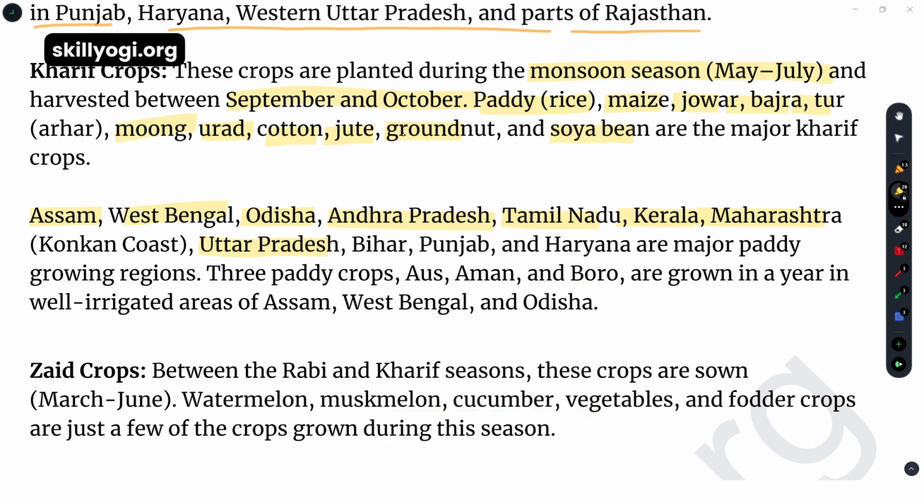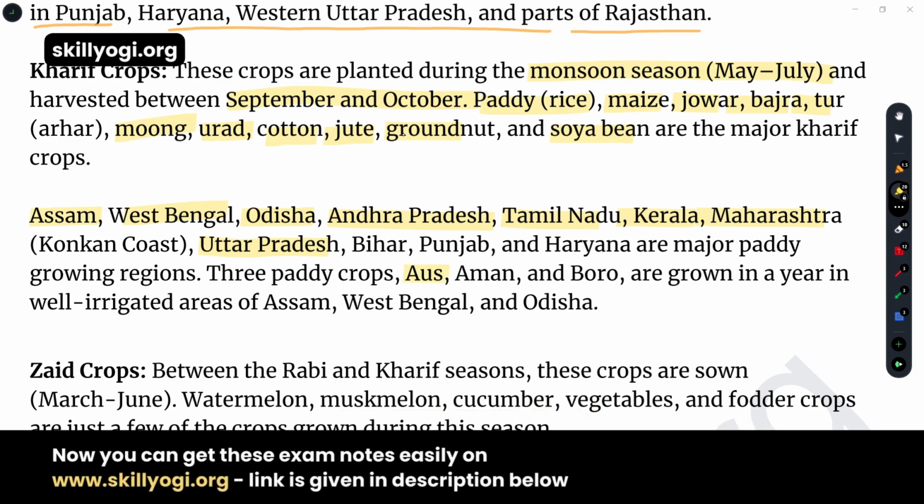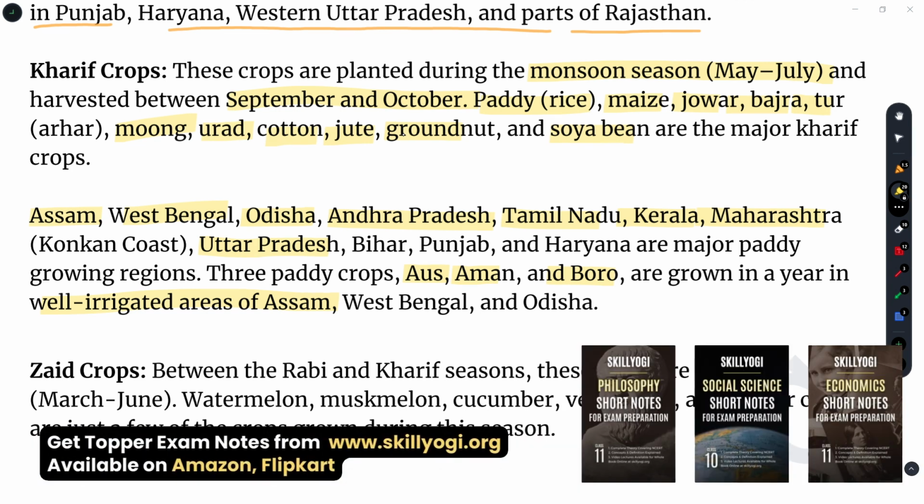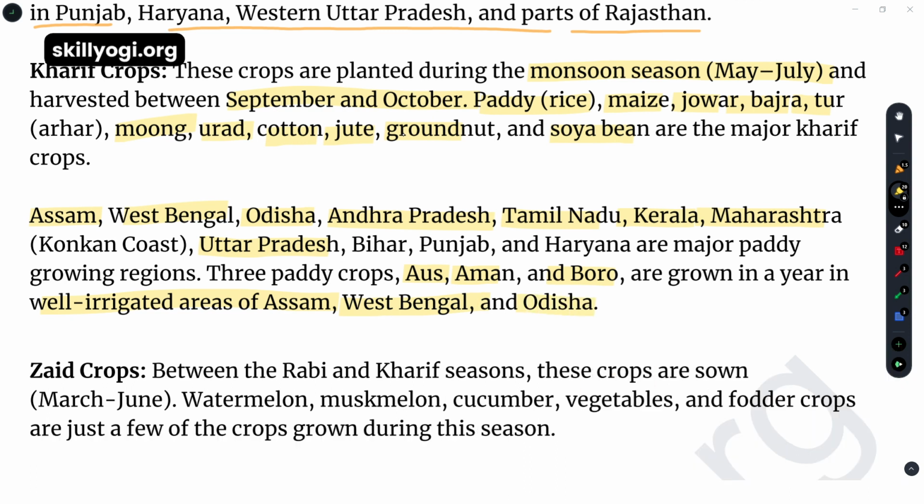Three paddy crops: Aush, Aman, Boro. These are grown in a year in well irrigated areas of Assam. These three are the paddy crops, that means the rice varieties, called Aush, Aman and Boro. These are also cropped in West Bengal and Odisha. So there is a variety of crops and variety of places in the Kharif crop.